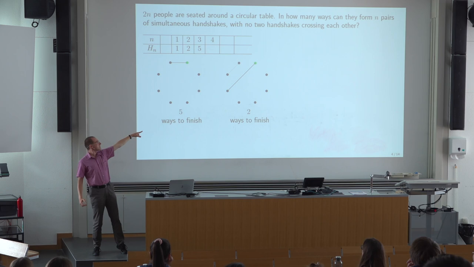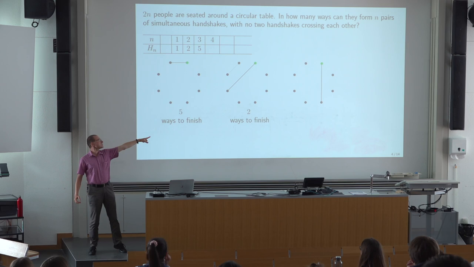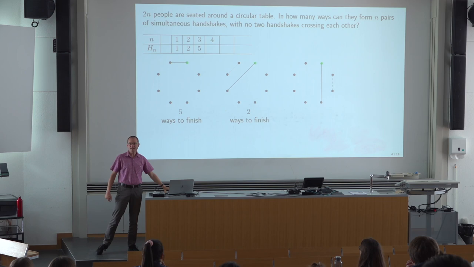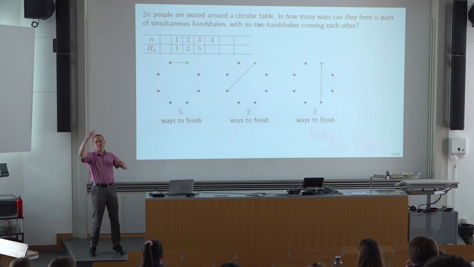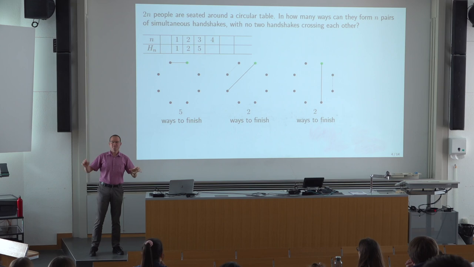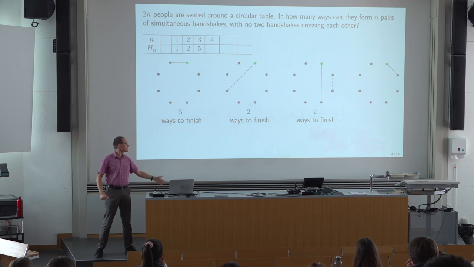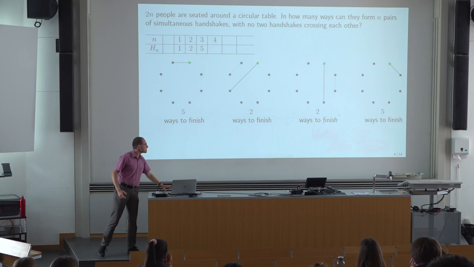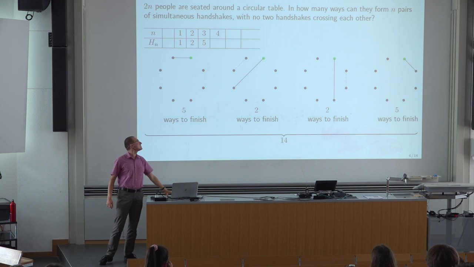Excellent. Next case is when the green one shakes hands here. This is symmetric to the earlier case, namely those 2 have to shake hands, and those 4 you can do in 2 ways. Notice that the ones on one side of the handshake and on the other form completely independent groups. They cannot shake hands with each other because that would cross the existing handshake. And finally here, how many ways are there to finish? Yes? Again, 5. The same as the answer when n is equal to 3. Altogether, when you add these up, you get 14, and this is our next entry in the table.